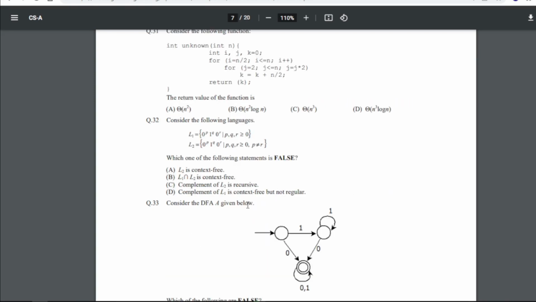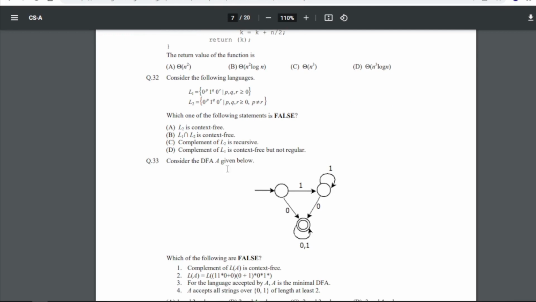32 is, consider the following languages L1 and L2, which one of the following statements is false. Again we have to find the false one. So for 32 our answer is D, that is, the complement of L1 is context free but not regular. This is actually false. So the rest are true for this particular language.